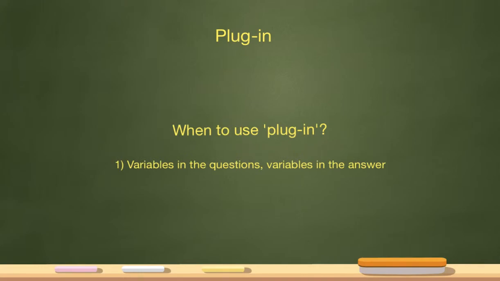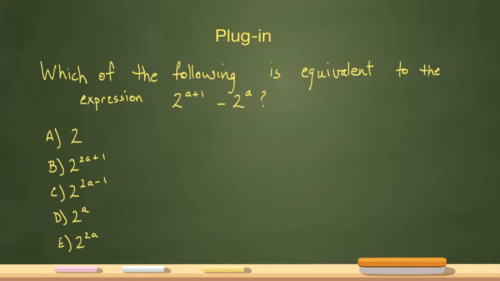Whenever you have variables in the question and variables in the answer, you can make up numbers or you can plug in numbers. So let's take a look at an example for a question, and we'll see how we can use plugging in. Over here the question is saying which of the following is equivalent to the expression 2 to the a plus 1 minus 2 to the a. My variable in the question is a.